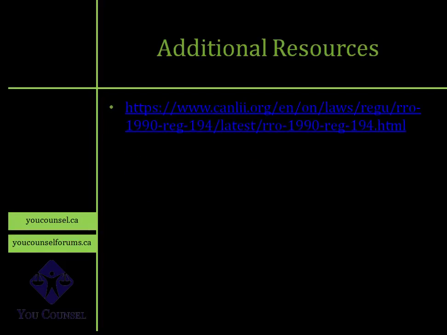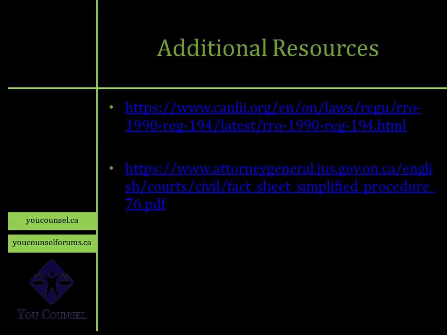Obviously, you should check the rules of civil procedure that provides Rule 76, and by all means read the rule. We have not exhaustively covered it. Please check that out, and in the future lectures we'll take it apart piece by piece and explain more about different aspects of Rule 76. Also check out this resource that has been put out by the Ministry of Attorney General, which provides a fact sheet about simplified procedure. A lot of the information I've already covered in this lecture, but by all means check that information out.